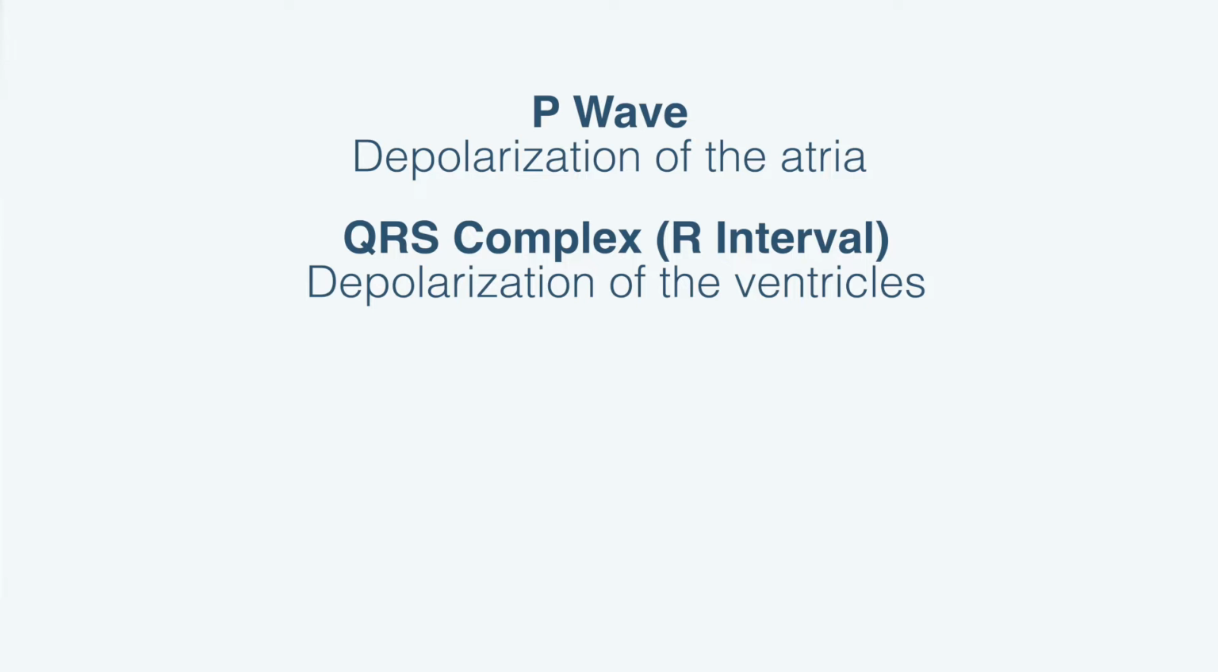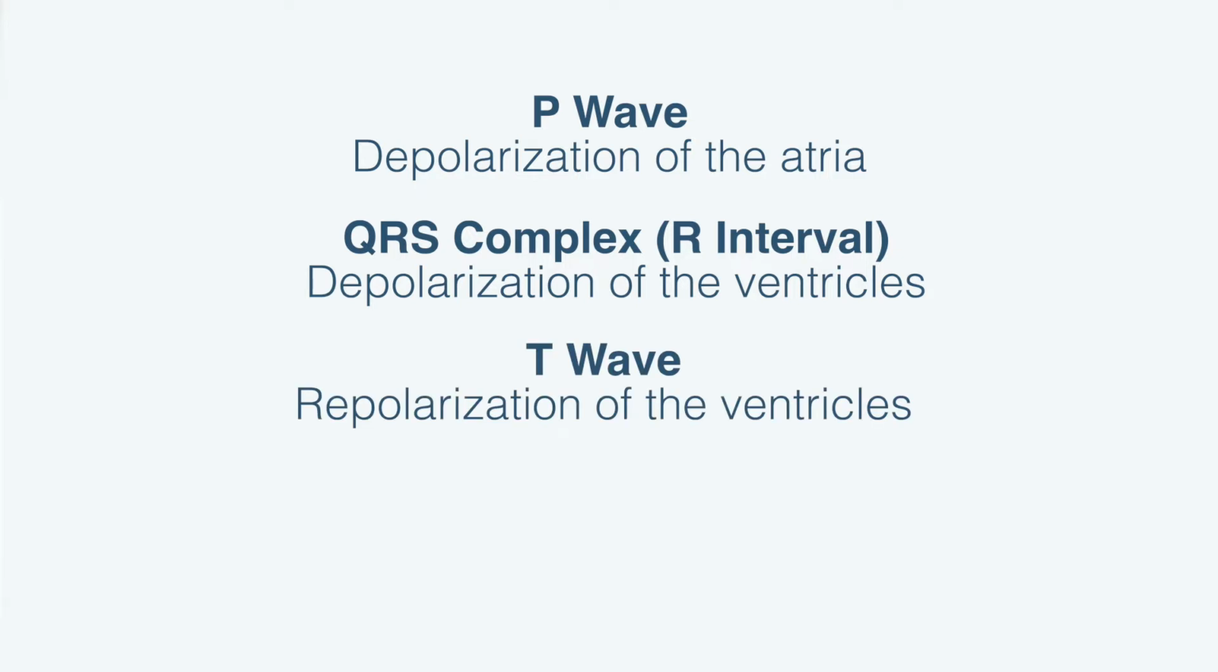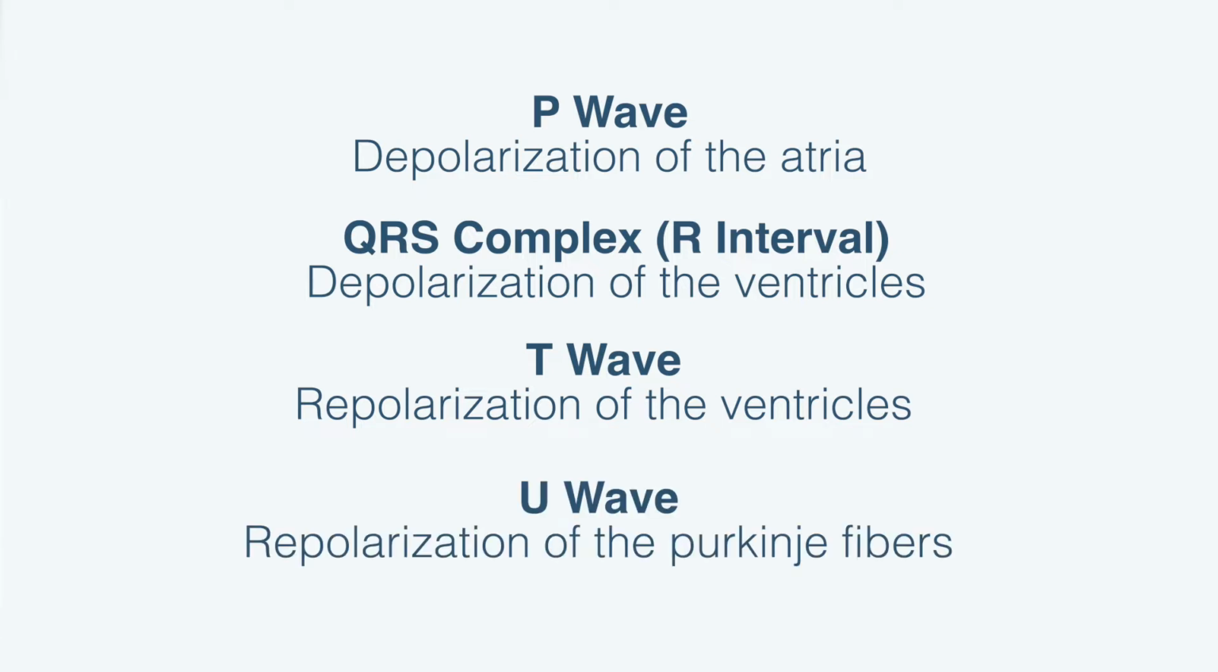After that, you will have the T wave. The T wave will represent the repolarization, so relaxation of those ventricles. And then you're going to have a U wave. In some instances, it can be present, and if it is, it's the repolarization of the Purkinje fibers. Also, if you do have a U wave, it can be associated with hypokalemia, so we do want to watch out for that.